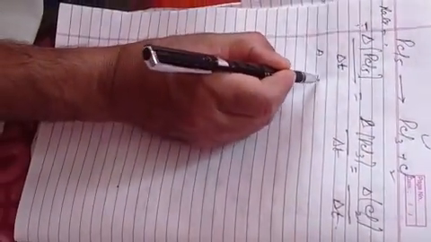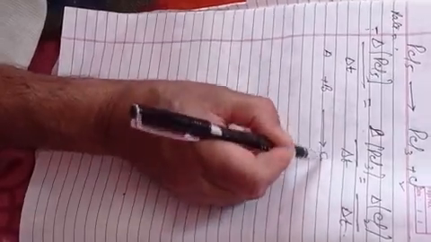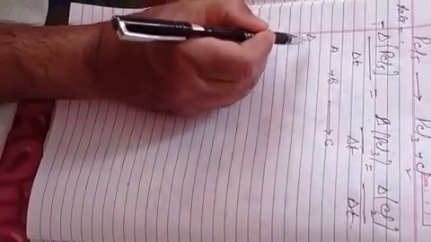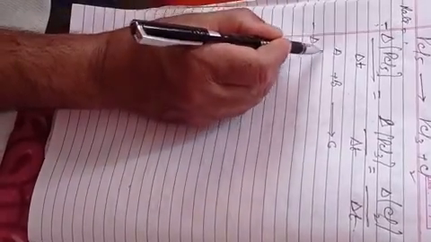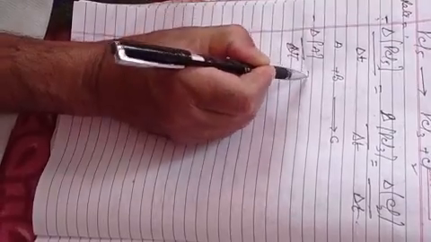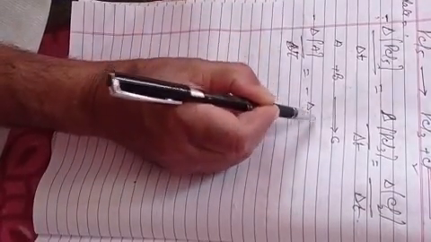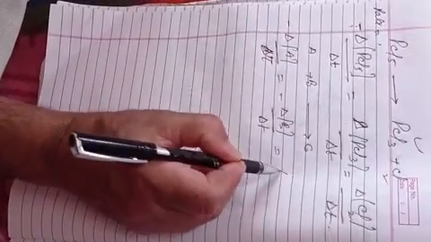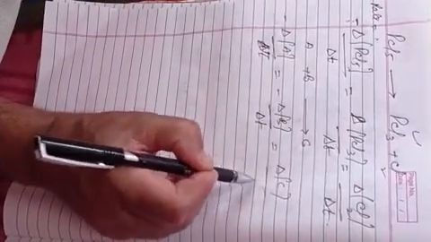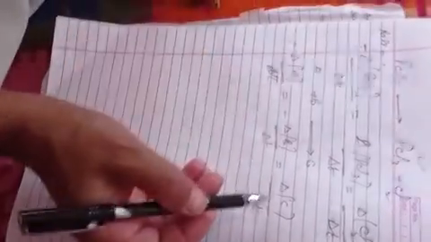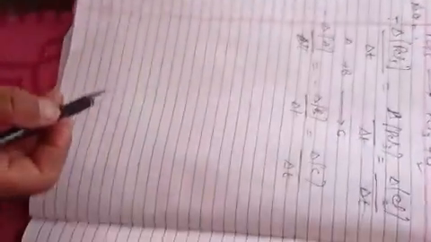Now students, in these reactions, if I write A plus B gives C, this is the reaction where the stoichiometric coefficients are the same. I will write it simply: minus Δ concentration of A divided by Δt is equal to minus Δ concentration of B divided by Δt is equal to Δ concentration of C divided by Δt. In case of reactants, you have to show the minus signs, and in case of the products, there is the plus sign.